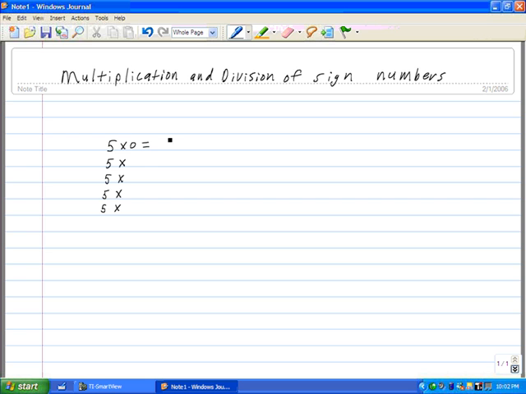You start off multiplying by 0. So we would say 5 times 0 is 0. 5 times 1 is 5. 5 times 2 is 10. 5 times 3 is 15. 5 times 4 is 20, and so on. Not going to continue this on too long because we've made a point here already.